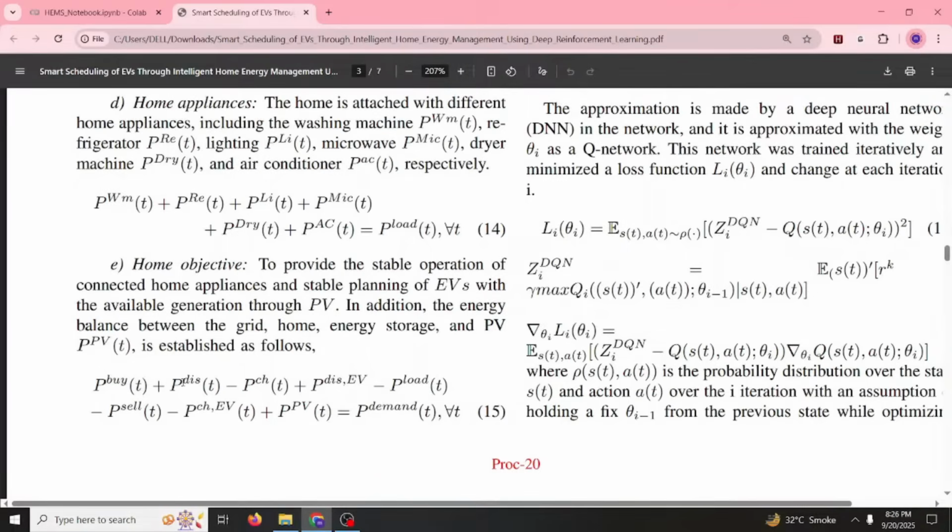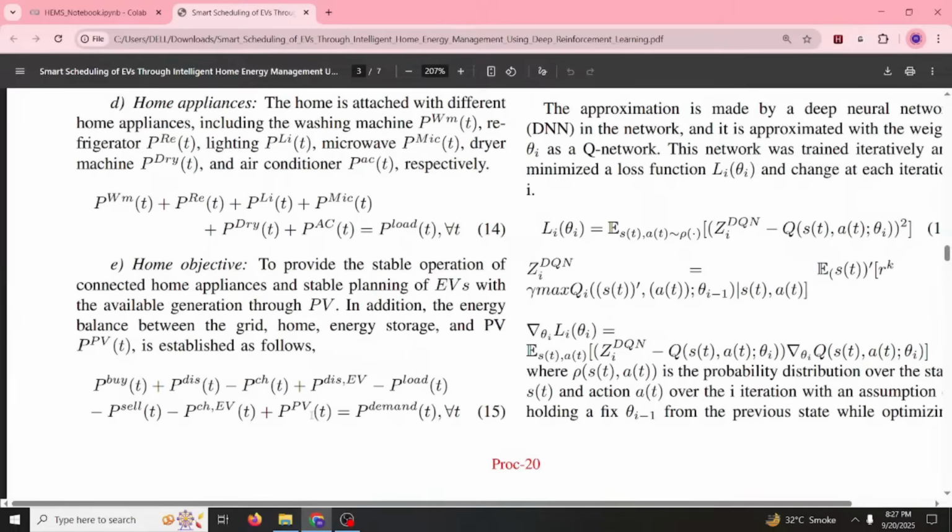Let's say P_grid, that means power that we obtained from the grid. Then we discharge some energy from the batteries. That means these energies are available at home, so we add those. And if we charge some energy to the battery, that will be subtracted. And if we discharge the EV, that will also be added. Similarly, load will be subtracted, sell will be subtracted, charging will be subtracted for the EV, and then PV will be added.